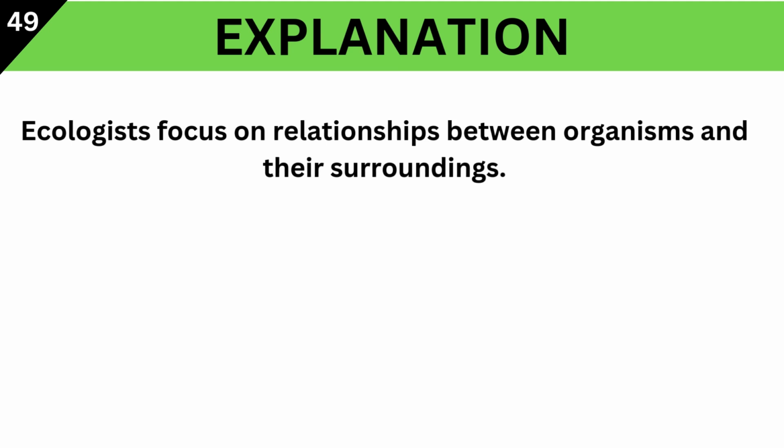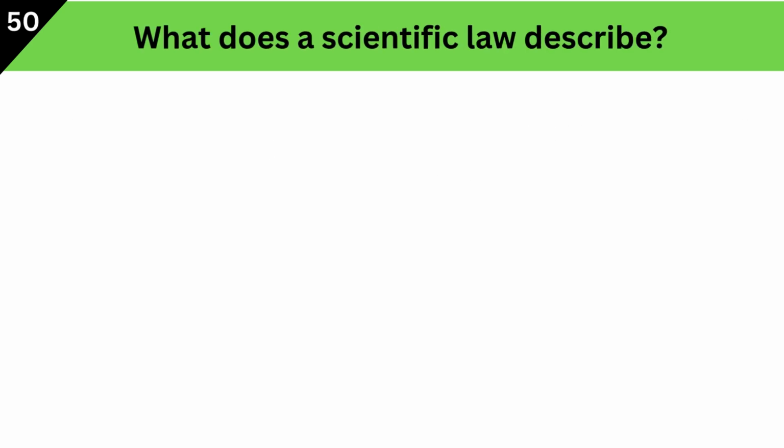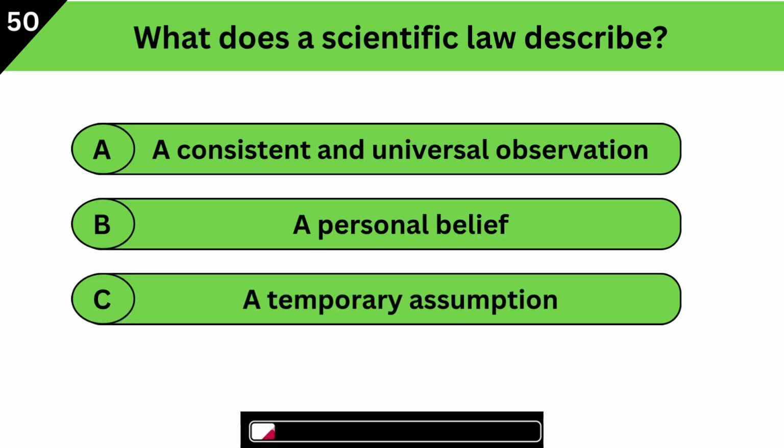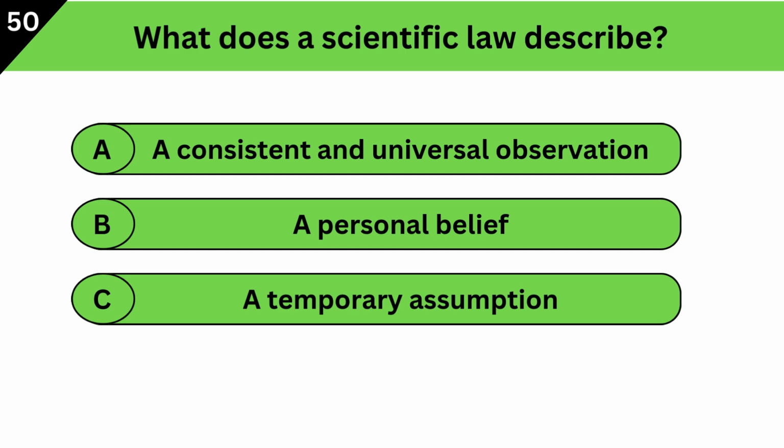Explanation. Ecologists focus on relationships between organisms and their surroundings. What does a scientific law describe? Option A. A consistent and universal observation. Option B. A personal belief. Option C. A temporary assumption.